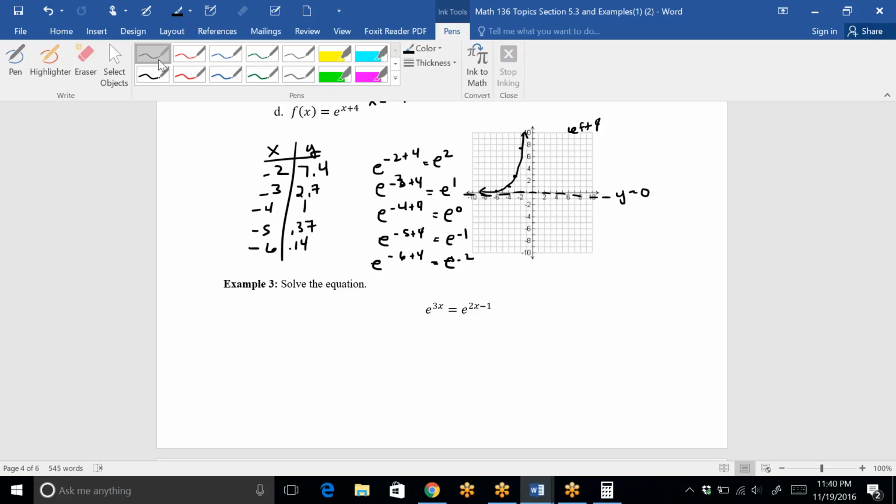This guy right here is a variation of what we just learned in the last section in 5.2. If you have the same base, then you can set one on each side with an equal sign, and you can set the powers equal. So e is the same base, so this is just 3x equals 2x minus 1. Subtract over the x and we get x equals negative 1.